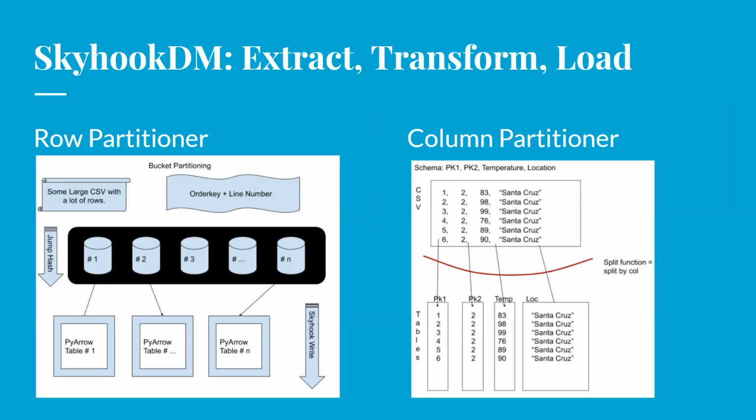Similarly, for the column partitioner, instead of hashing it, we just do a one-to-one conversion. So the first column becomes the first bucket, or the first object. The second column becomes the second object. The third column becomes the third object, and so forth.